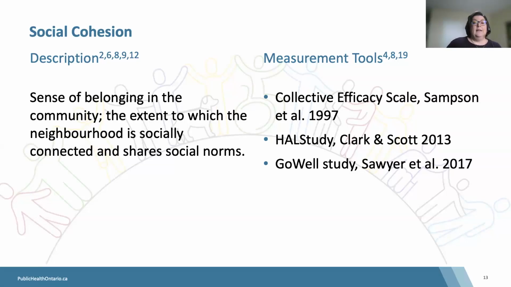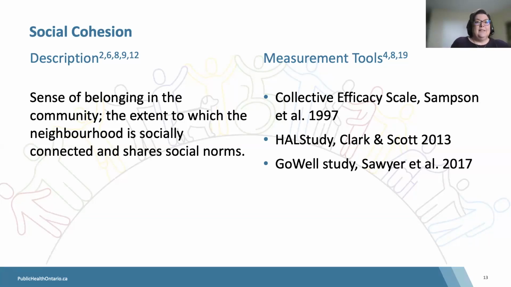And this particular scale, and in fact, almost all of the measurements that I'm going to talk about for each of the 6 domains, are perceived. And so a series of questions are asked and a Likert scale answer key is given. So participants responded to a certain number of statements using that Likert scale. And there were 2 studies, the HAL study, which I'll talk about in a few minutes, and Go Well, which was a study that was conducted in economically deprived areas of Scotland. They used similar questions to that collective efficacy scale, really to measure what social cohesion is.